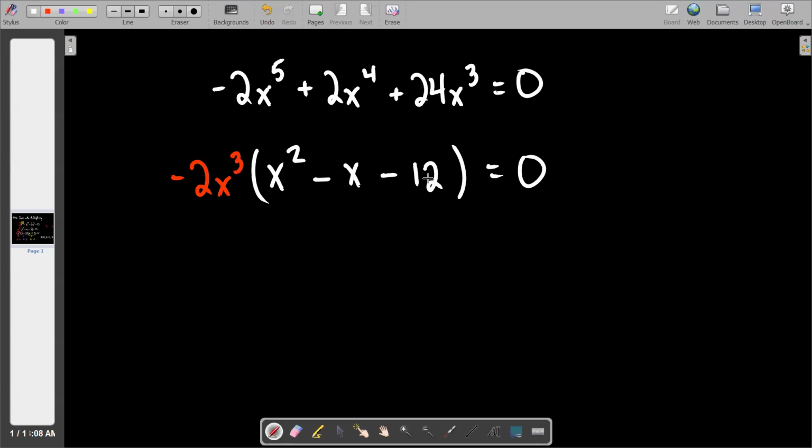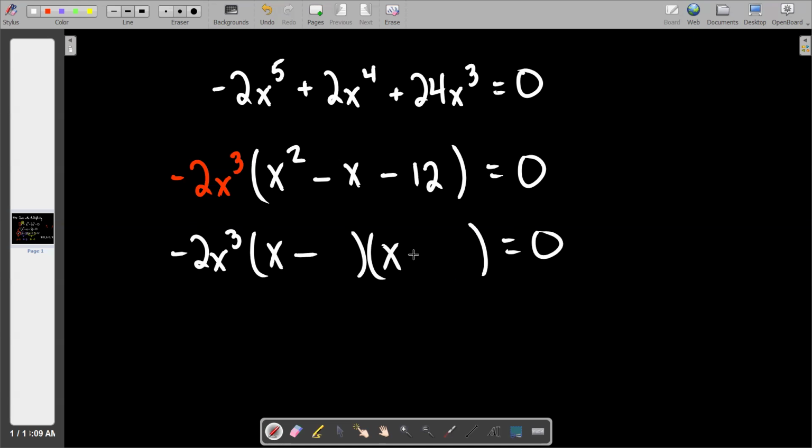So as has been the case, and on this quiz will continue to be the case, we're going to pull GCFs to expose simple factorable things. There's not a lot going on with the factoring. It's all stuff you know how to do from the first month of school. So we're going to have negative 2x cubed, and then we're going to factor our quadratic trinomial down into x minus 4, x plus 3, done.